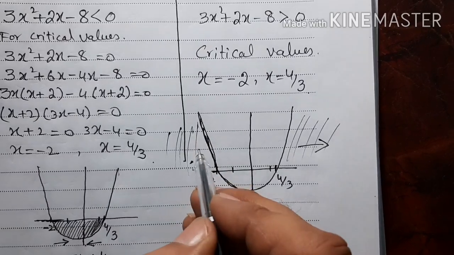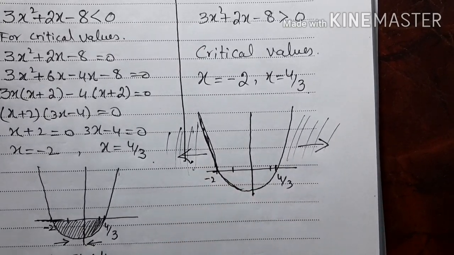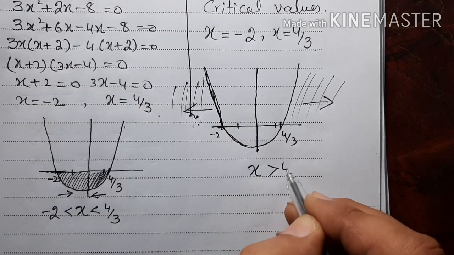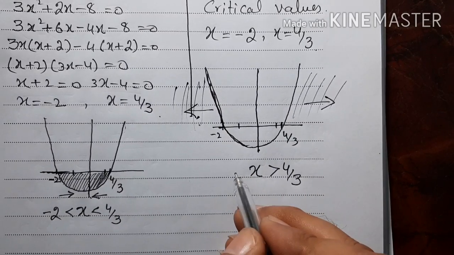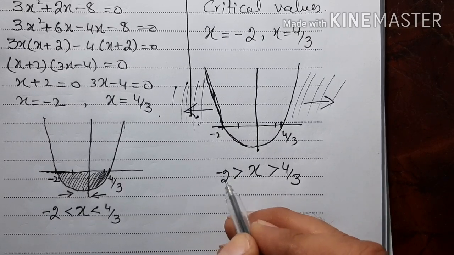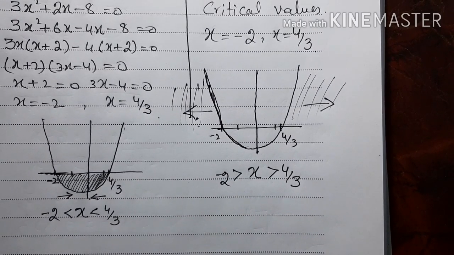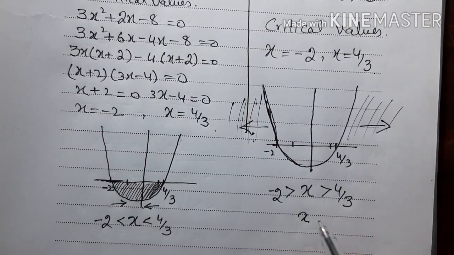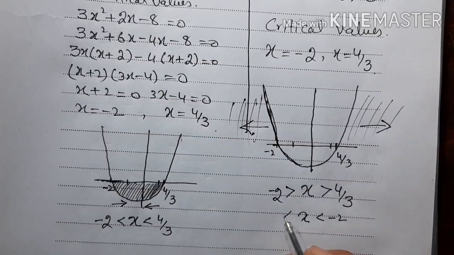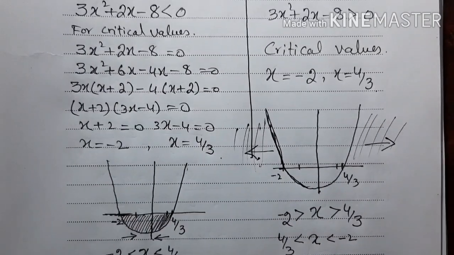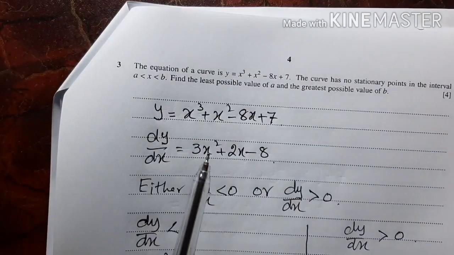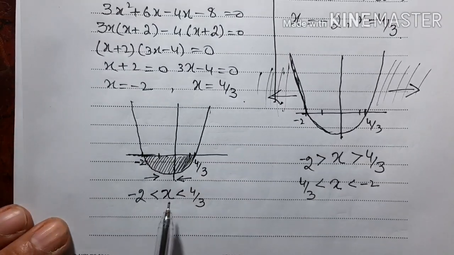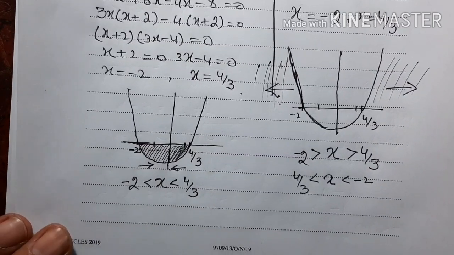Our answer is in this side and left of this. It means x is greater than 4 over 3 and less than minus 2. Or I can write it as x is less than minus 2 and greater than 4 over 3 if I want to write in this form. x is less than b greater than a. So this is also x is less than b greater than a.